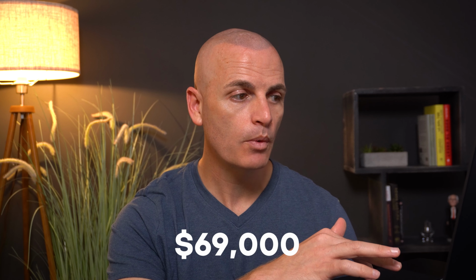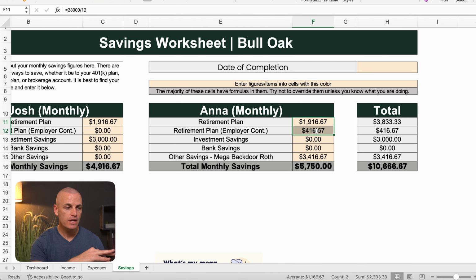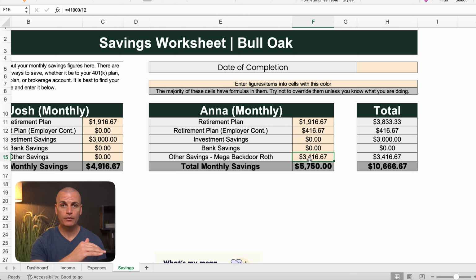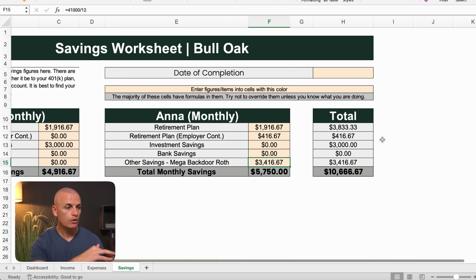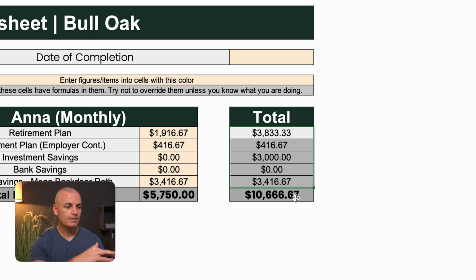So the total IRS contribution limit for 2024 is $69,000. So the total sum of what you could put in as an employee and as an employer into a 401k plan, whether it's pre-tax or after-tax Roth money, is $69,000. So between these two here, she's able to contribute $41,000 into the mega backdoor Roth. Again, the rules are a little bit precise here, so check out this article on this, but this is what she's able to put away for her retirement goals here. So the total per month between the two of them, they are saving $10,666 per month, which sounds like a pretty good number here on the surface.